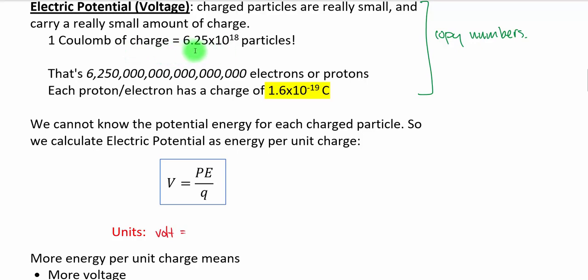In fact, it's 6.25 times 10 to the 18th particles, which, if you write it out as a decimal, is this monstrosity of a number. If those are dollars, you'll never see that much money. That doesn't exist. So that's how many electrons or protons make up 1 coulomb of charge. It's ludicrous. It's billions of billions. And that means if you were to take 1 coulomb of charge and divide it by that many particles, you get the charge per electron, or charge per proton, which is 1.6 times 10 to the negative 19th coulombs.